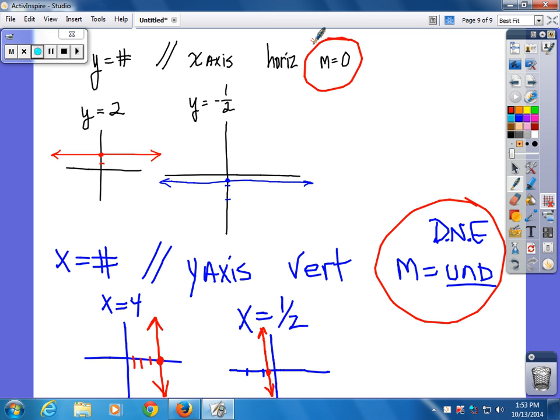They're going to say, what is the slope of this line? And they're going to say y is equal to 4. And you say that slope is 0. I'm sorry, negative 1/2. Thank you.